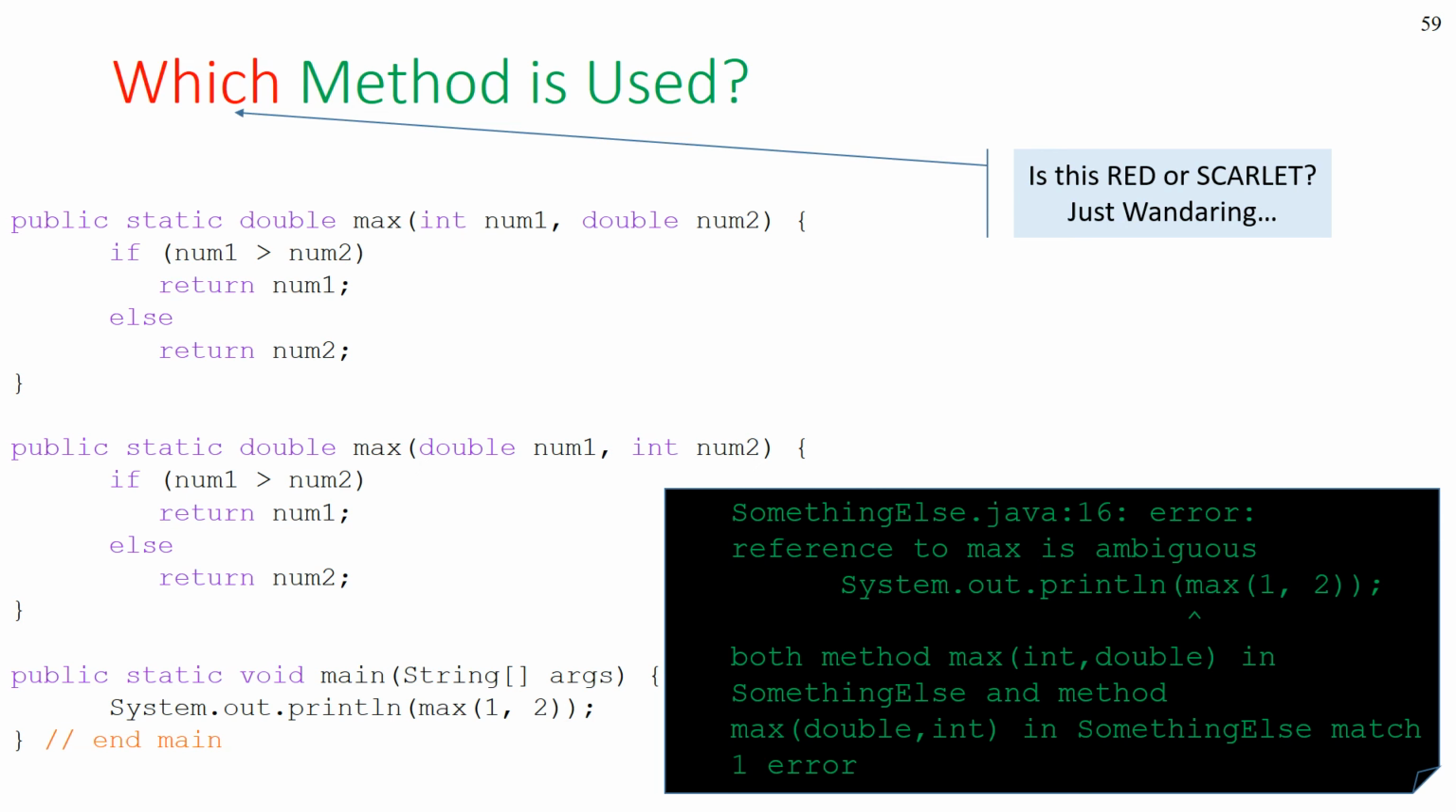Okay, so the first one, let's take the first version. My first argument is 1, data type int. My first parameter is num1, data type int. No problem. The second argument is 2, data type int. The second parameter is num2, data type double. So I didn't have a problem going from int to int. Do I have a problem going from int to double? No. That's implicit typecasting.